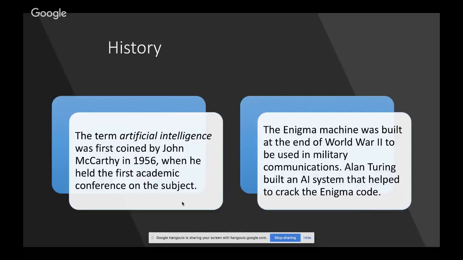Looking at the history, it almost started around the 1950s. The term AI was coined by a guy called John McCarthy in 1956, and he held the first academic conference on the subject. One of the most complicated AI machines was built during World War II to decrypt a machine called Enigma, which was used to transfer a lot of information from Germany to other countries. Alan Turing helped the British and others to crack the Enigma system.